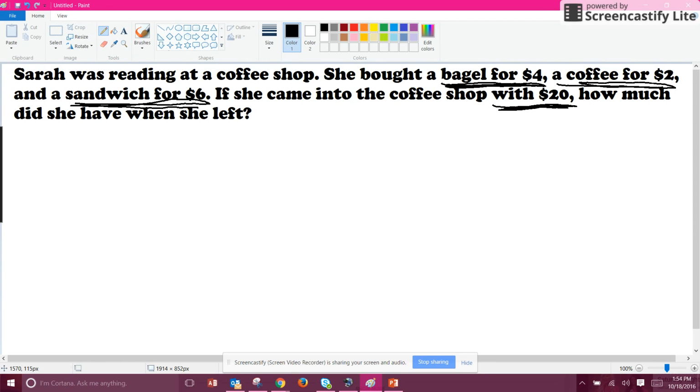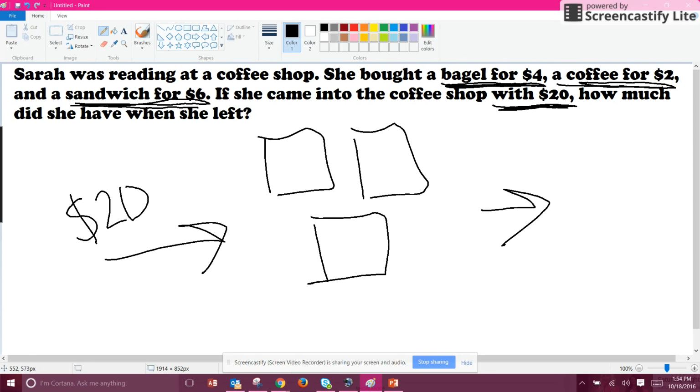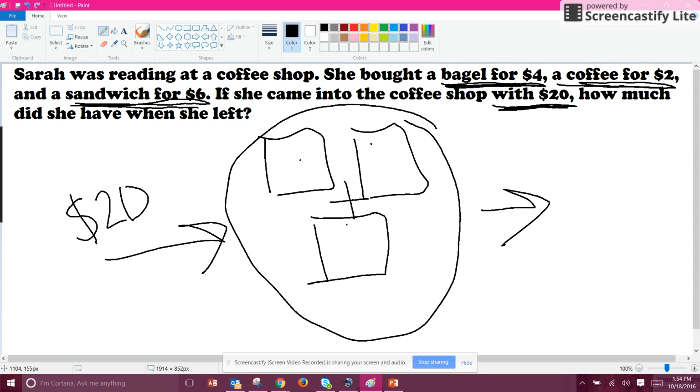Okay, so she came in with $20. She got multiple things, and we need to know how much she had when she left the coffee shop. So sometimes, to understand and comprehend what I'm reading, I will draw something like this so that I can understand what I need to do. For instance, these three objects here, well, you have to add them together to find out how much she spent in total. So let's do that.